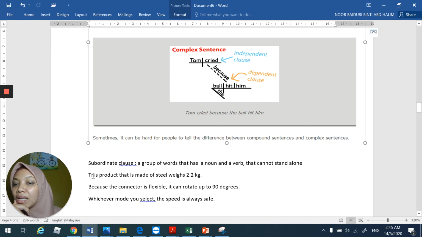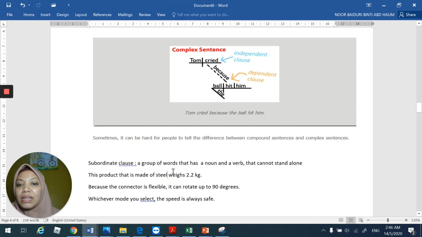Okay. Example, "this product that is made of steel weighs 2.2 kilo". Maksudnya, produk ini yang dibuat daripada besi mempunyai berat 2.2 kilo. Okay. So, many people make mistakes. Macam mana? Ditulis, "this product that is made of steel." The full stop situ. Wrong. Unless you take out the word "that". Okay, let's say we take out the word "that". "This product is made of steel." Then you have a correct sentence.